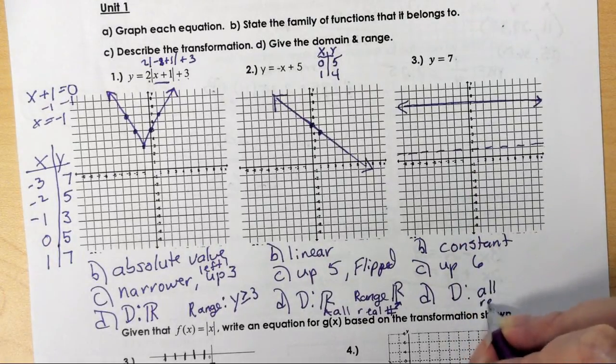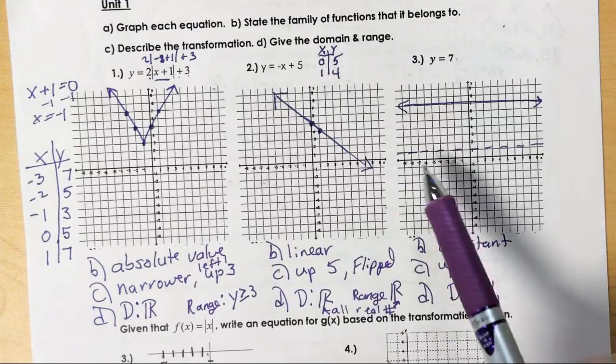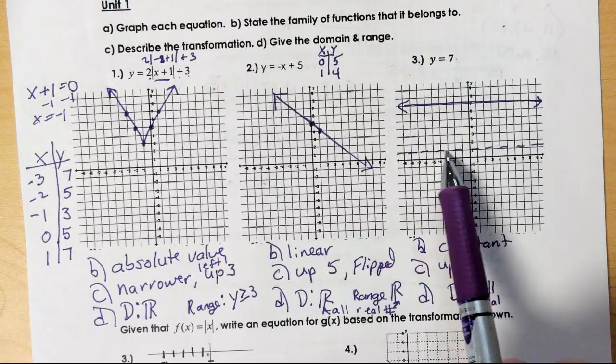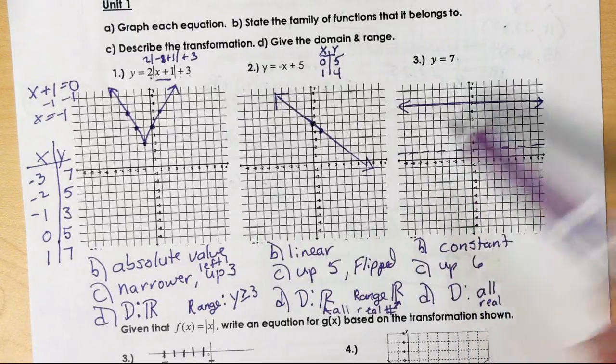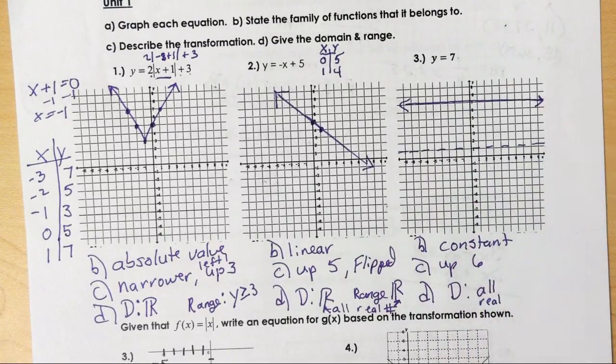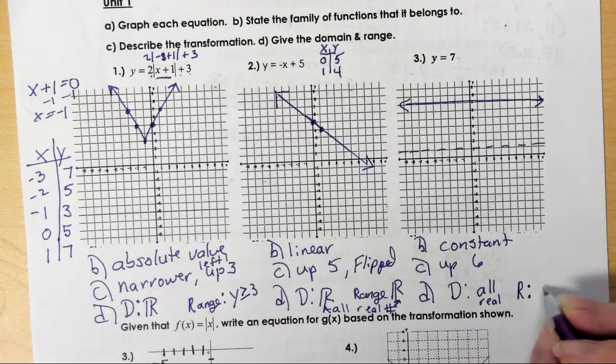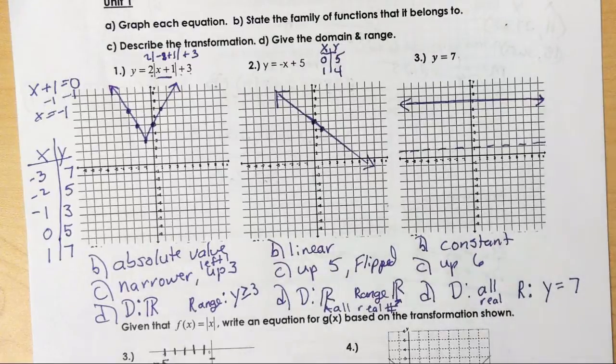Why is it up 6? Because it's always from your parent function. Your constant parent function is y equals 1, which is here, and so from here to there is 6. But your range is your y value, so it's y is equal to 7.